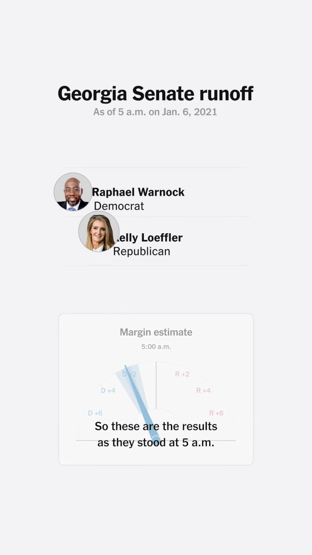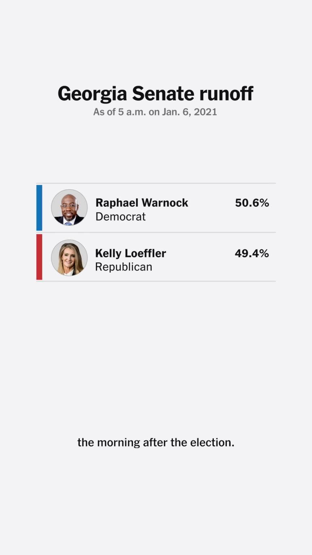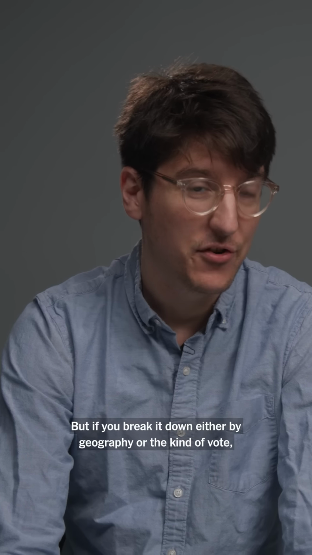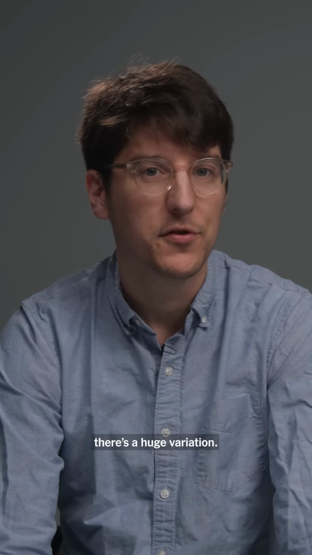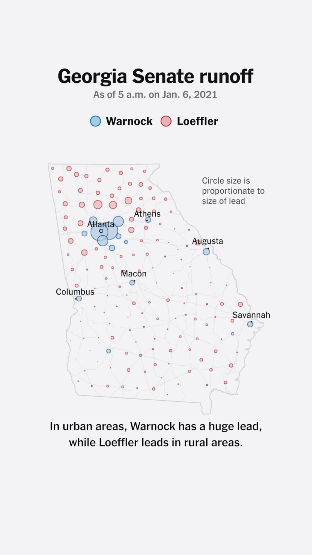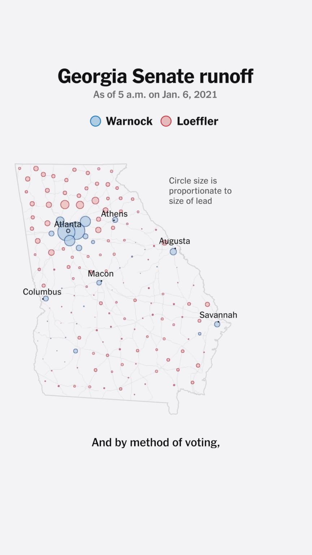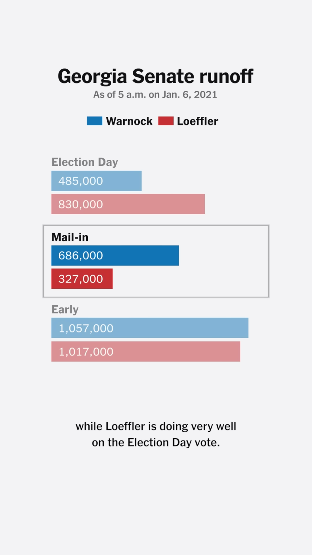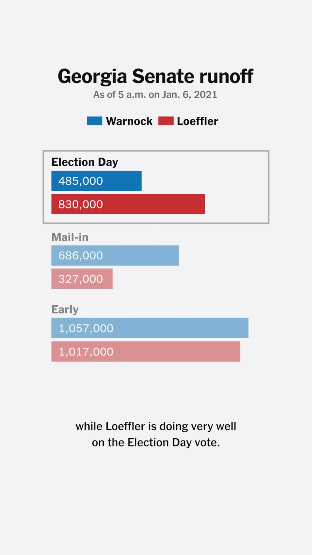So these are the results as they stood at 5 a.m. the morning after the election. As you can see, the Democrat has a 1-point lead, but if you break it down either by geography or the kind of vote, there's a huge variation. In urban areas, Warnock has a huge lead, while Loeffler leads in rural areas. And by method of voting, Warnock has a big advantage among the ballots that are cast by mail, while Loeffler is doing very well on the election day vote.